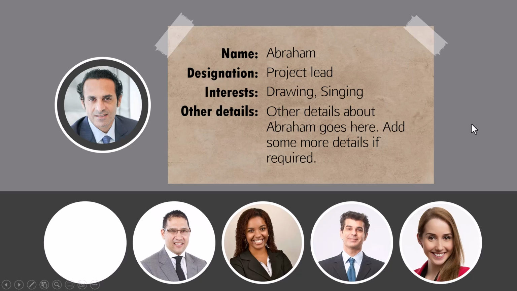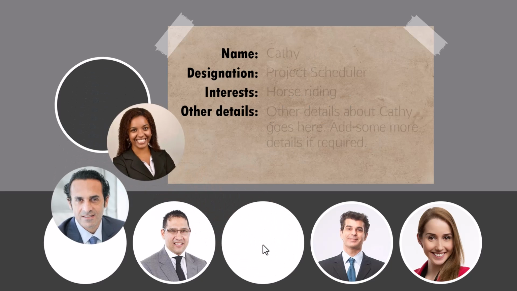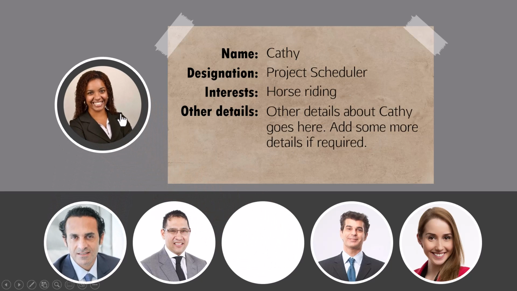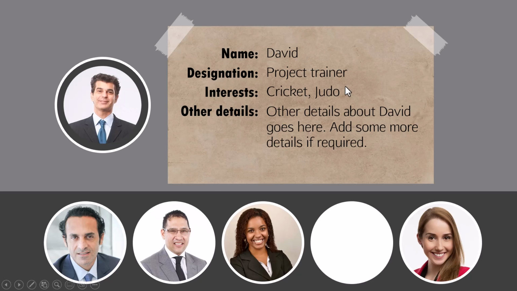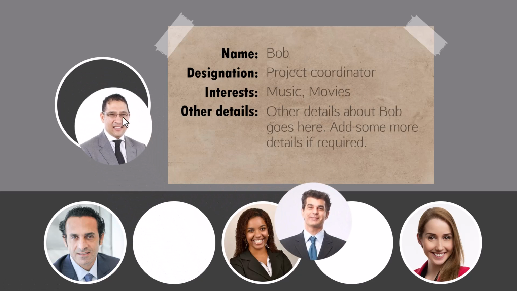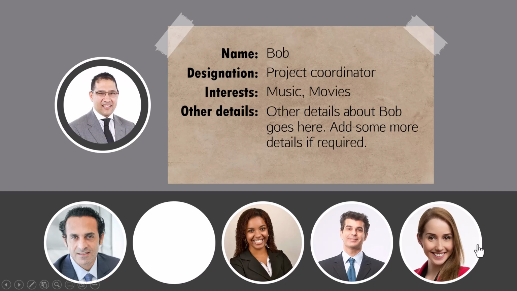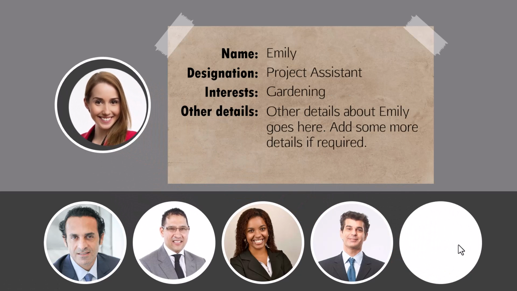I can click on any of the executives, like say this one, and you can see that the details about that person are revealed here, the name and the details. The same way when I click here, this person's photo goes here and the details are shown. I can click on this and the person's photo and the details come here.